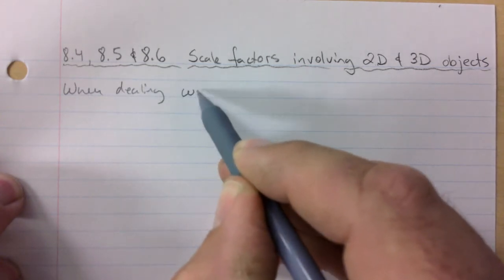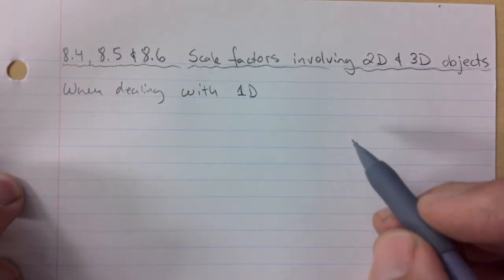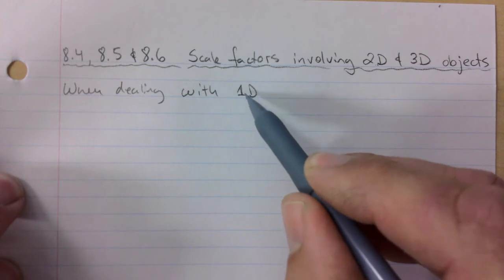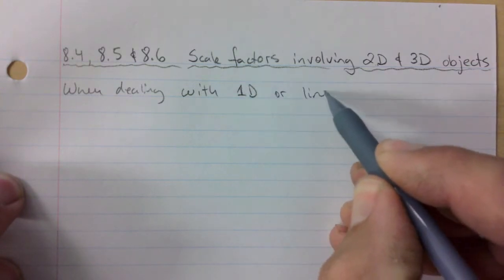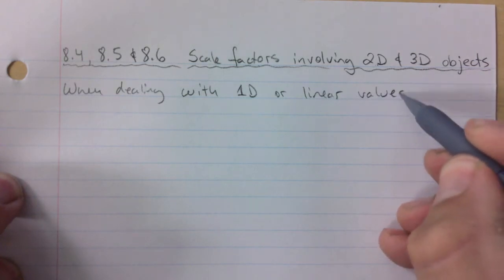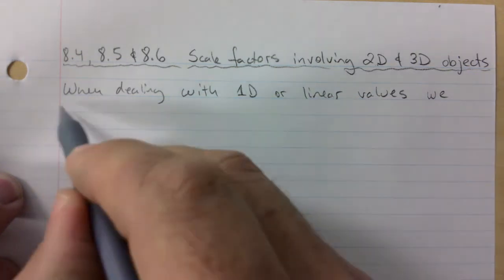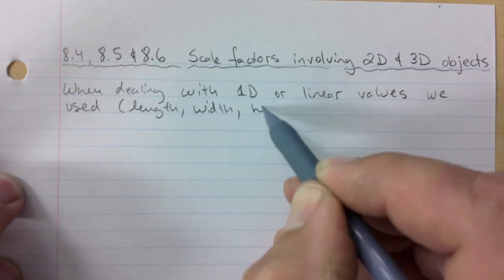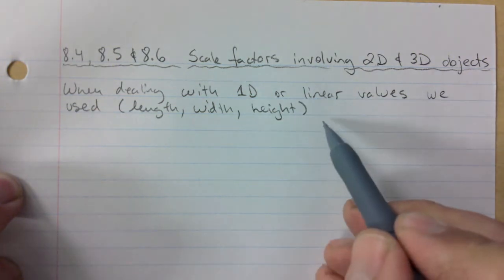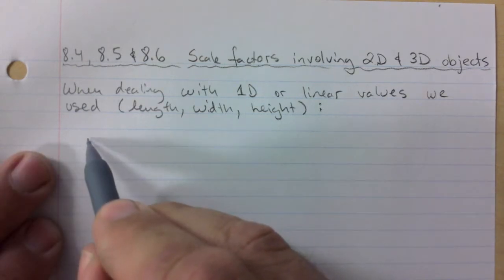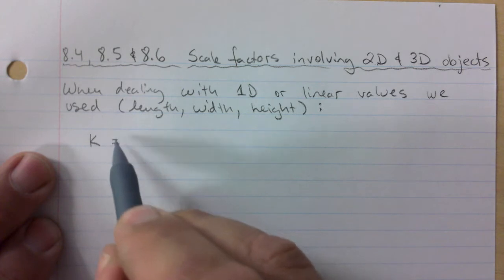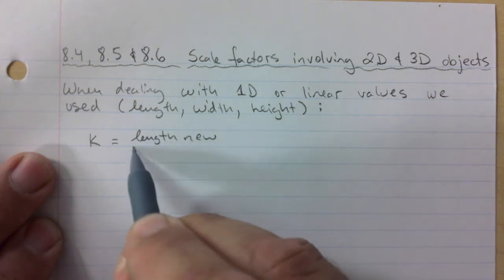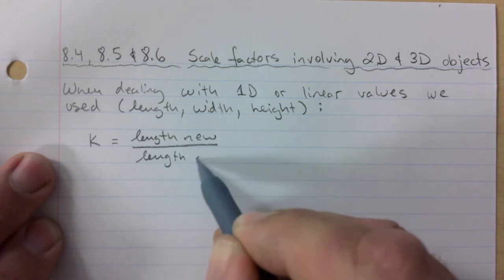In dealing with one-dimensional or linear values, so we're talking length, width, it could have been height, it doesn't matter, we use the following, always knowing that the scale factor is going to be, for example, the length of the new over the length of the original.